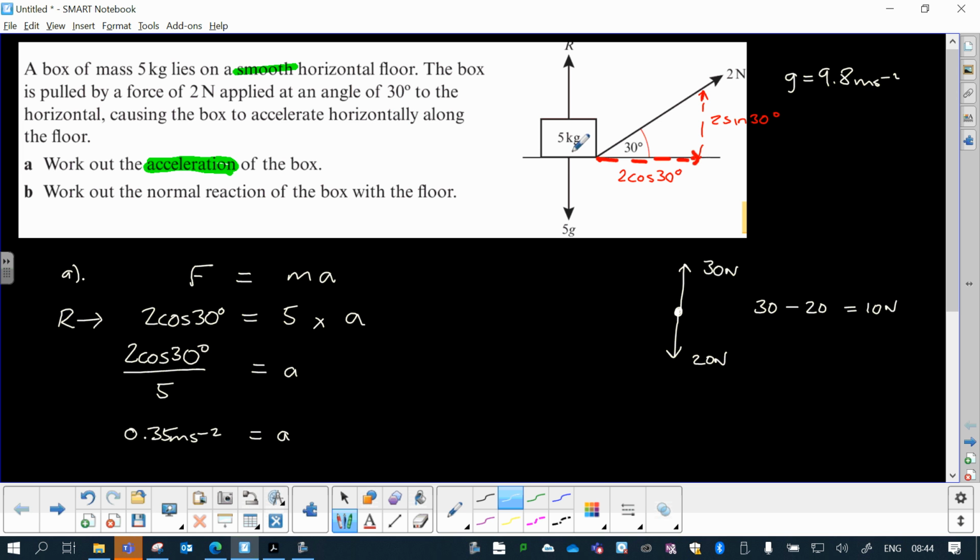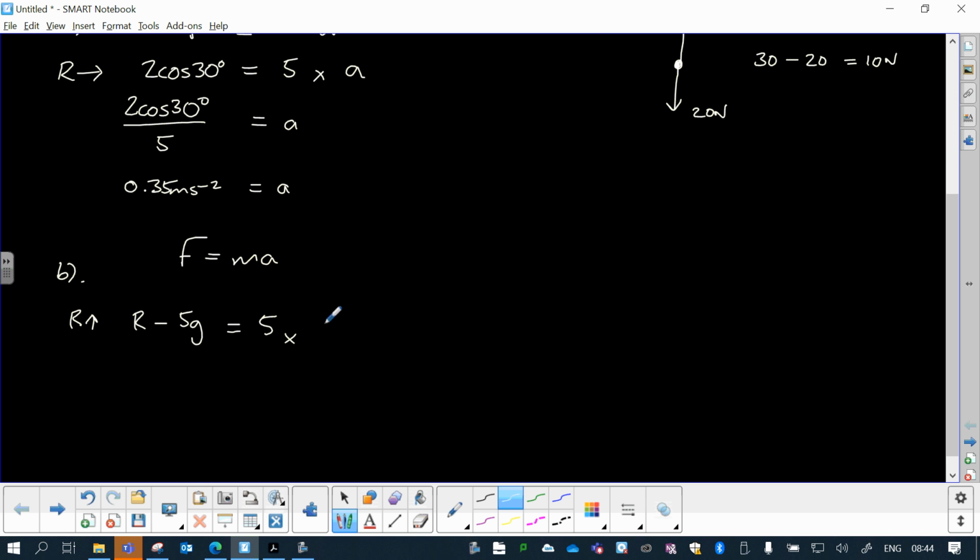Is the particle accelerating in the vertical plane? It's not, is it? It's only accelerating horizontally. It's not being lifted up. If it was accelerating vertically, that particle would come off the floor, which it's not going to do. So equals 5 times 0. All right? So it doesn't have an acceleration vertically.